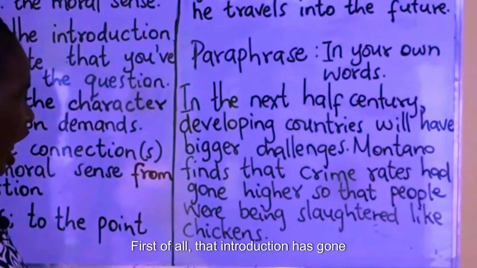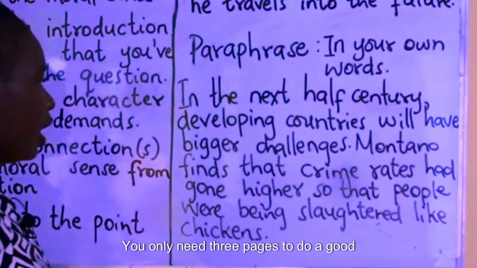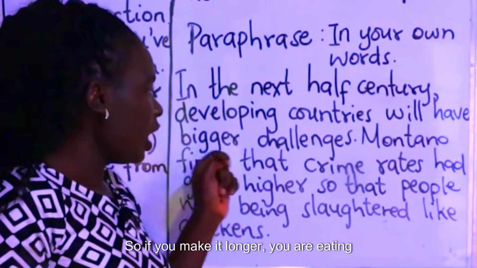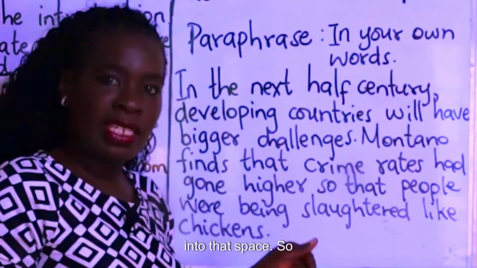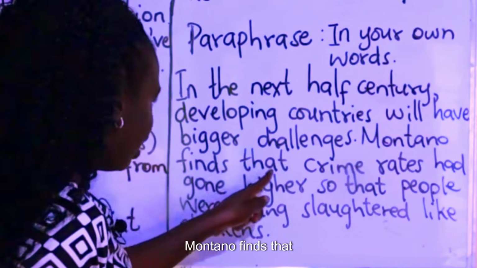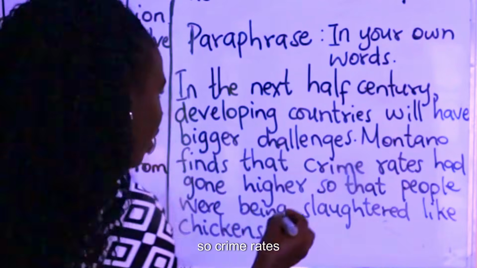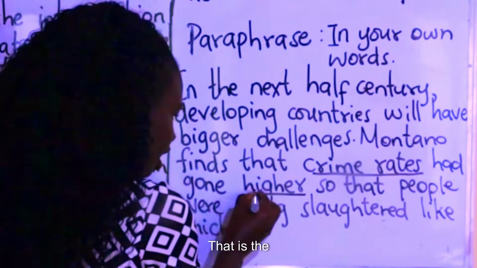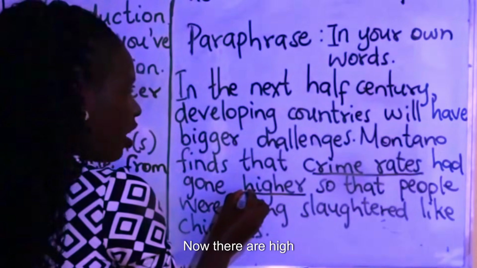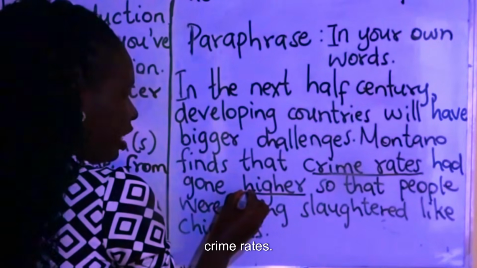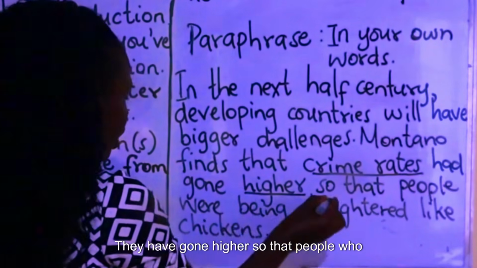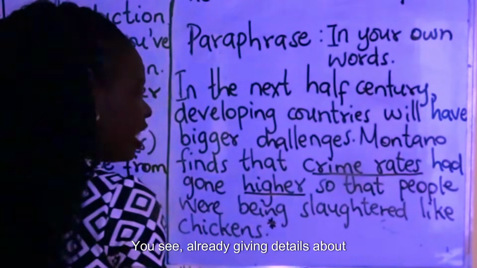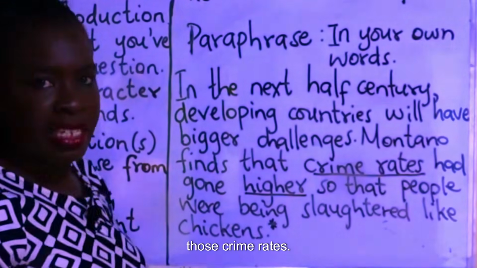First of all, that introduction has gone too long. You only need 3 pages to do a good essay. So if you make it longer, you are eating into that space. So Montano finds that crime rates, that is the challenge, had gone higher. That is the comparison. Now there are high crime rates. They have gone higher so that people were being slaughtered like chickens. You see, already giving details about those crime rates.